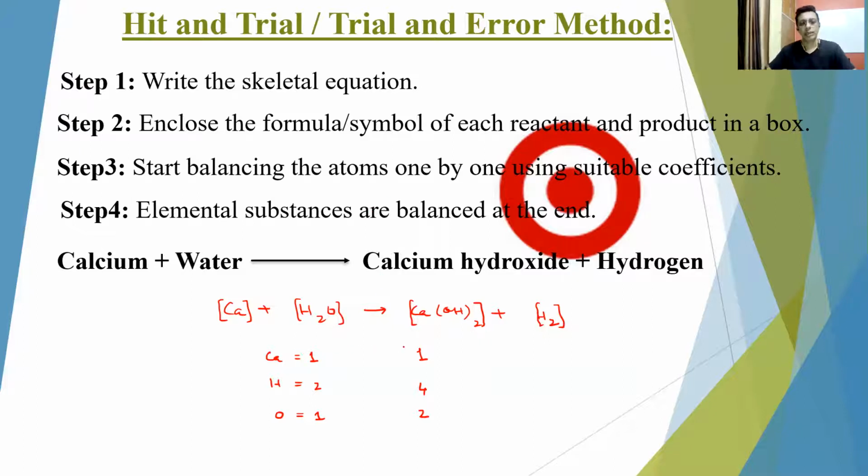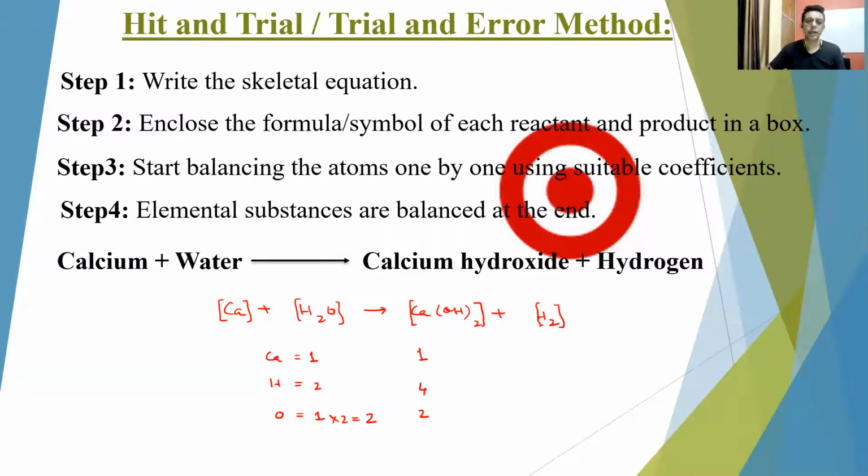Now, since calcium is already balanced, and hydrogen we said we will balance at last because it is present in the elemental form here, we'll try to balance with oxygen. On the right hand side you have 2 oxygen, on the left hand side 1. So what to do? You have to make the oxygen 2 on the left hand side. So multiply this with 2. It will make the oxygen 2 here.